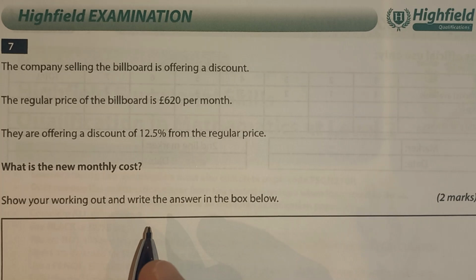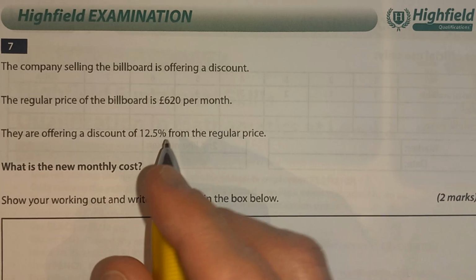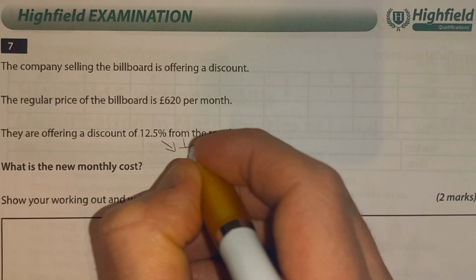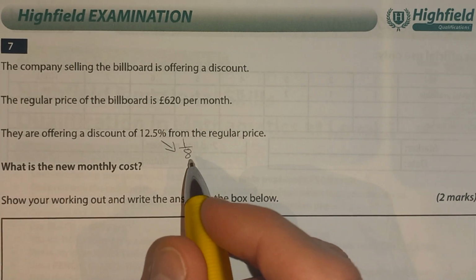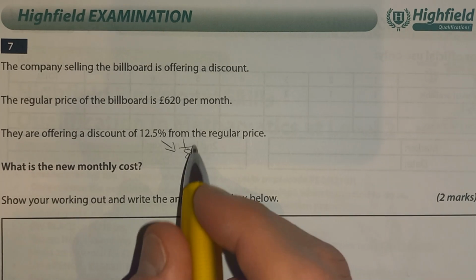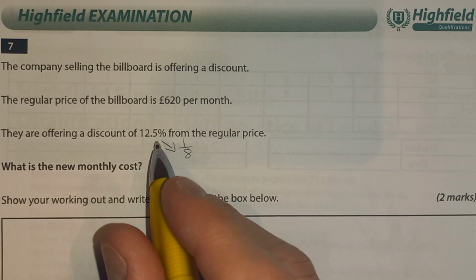Right, now some of you may spot that 12.5% is the same as 1/8. And you could divide that by 8. Now, I don't expect everyone to spot that. If you do, well done. And that'll probably be a nice sort of shortcut way to do it.